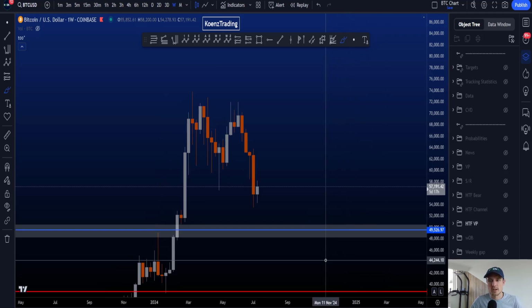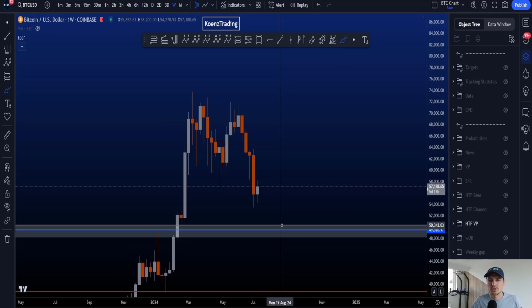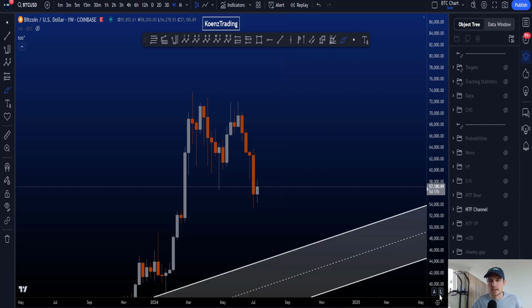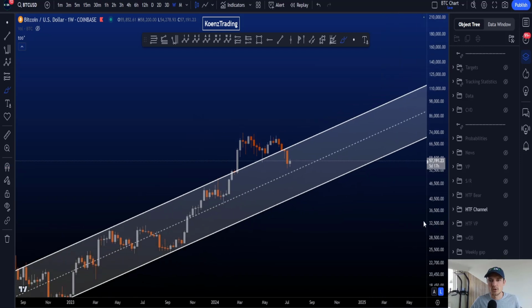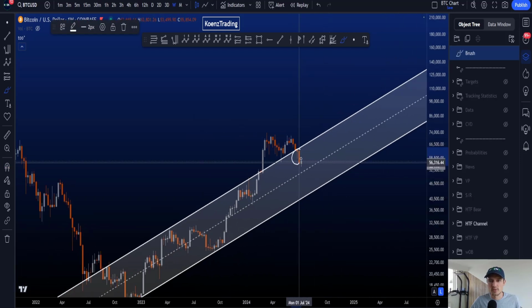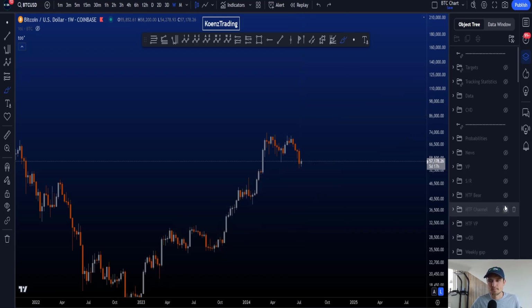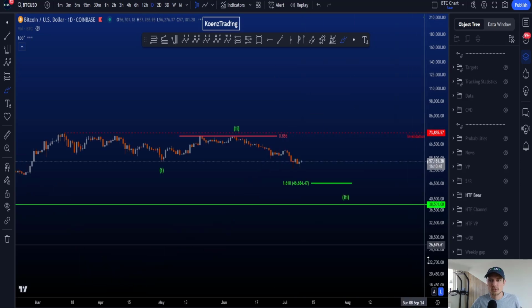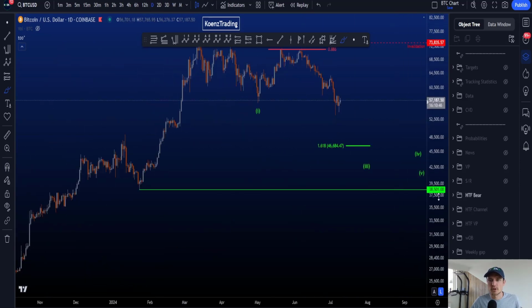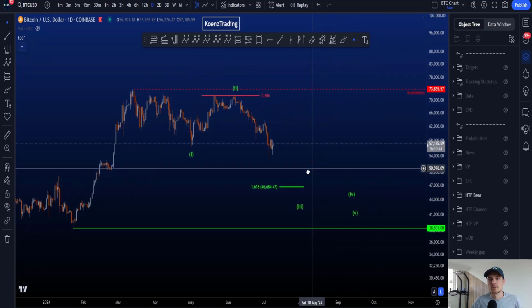The value area high at 49.5k, and generally the area between 50.5 and 48.5k, is an important support resistance area on the weekly time frame. And then we also have this channel on the weekly time frame. We have closed some candles inside the channel, and the midline is also currently at about 51.9k.